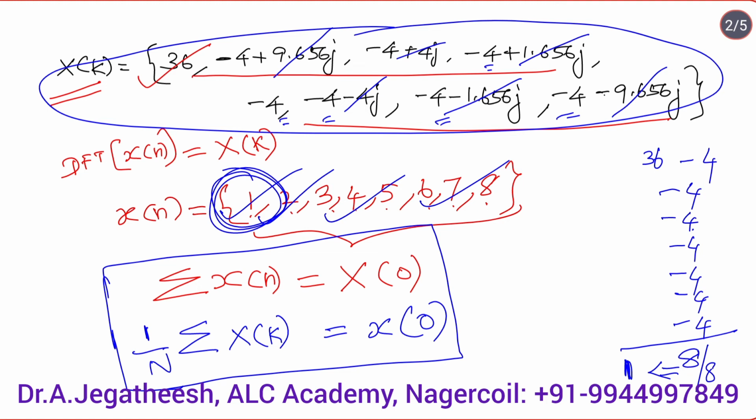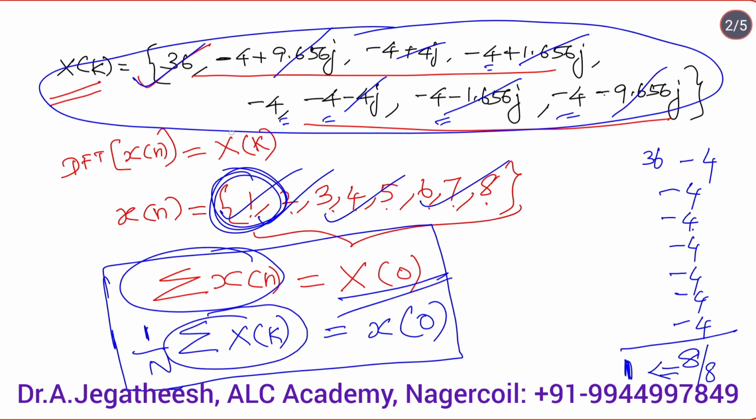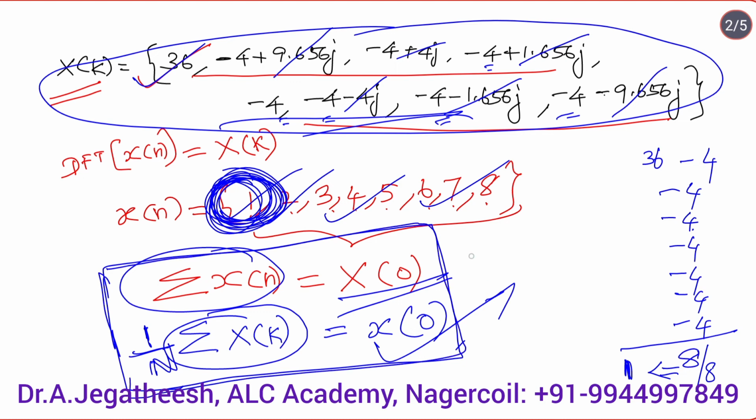I am explaining again. If you add the given sequence, you will get the first term of the answer. If you add the final answer, that is the DFT answer, and divide it by the N value, you will get the first term of the question, that is the zeroth element of the question. This is the easy method to verify the final answer of DFT. If you use the DIT method or DIF method, you can verify using this technique. In this problem, our answer satisfies both the conditions, so our answer is correct.